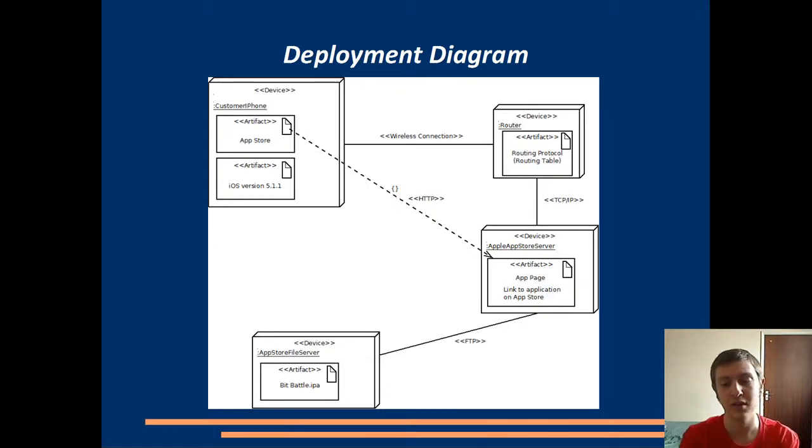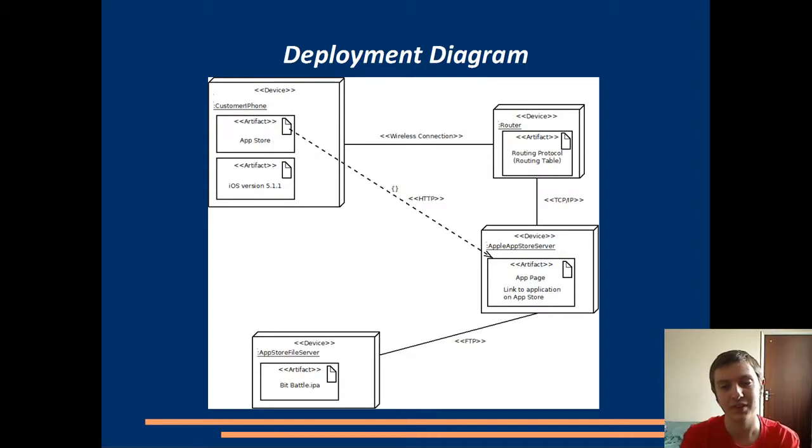And possibly they might have another file server. Apple might have a file server which actually holds my application, the .ipa file being the file format, but they might have another separate server. I'm not entirely sure, but they might have another server that has my application on it, which the App Store server needs to fetch from the file server in order for the user to download my app.